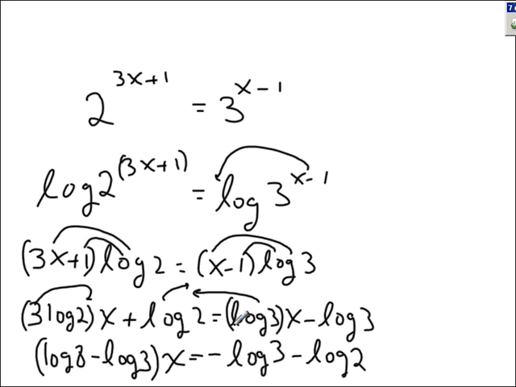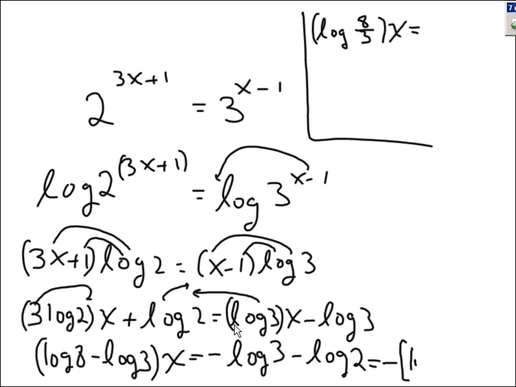Okay, let's come up to the top right. The number of x's we have is log 8 minus log 3, which becomes log 8/3. That's how many x's we have. And on the right side, I'm back in the bottom now. If I factor out the minus sign, then I have minus log 3 plus log 2. But that's log 6. 3 times 2 is 6. So it's minus log 6.